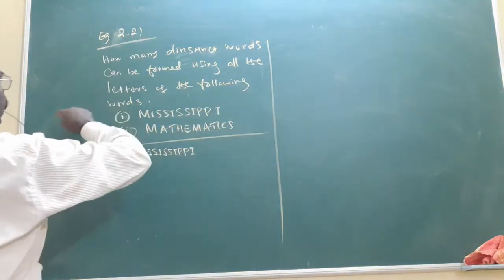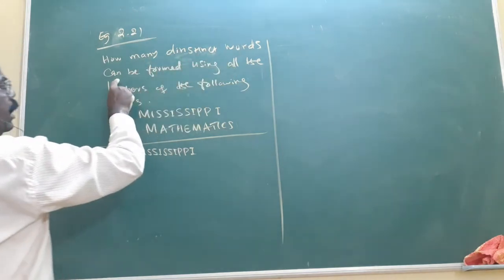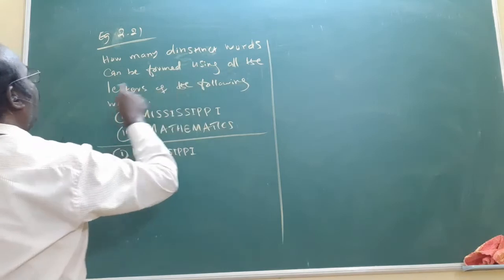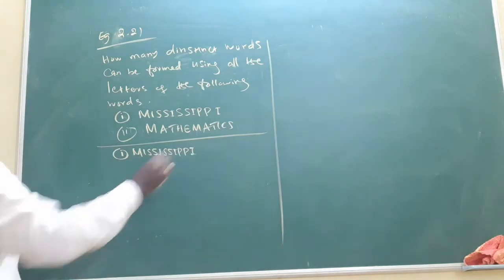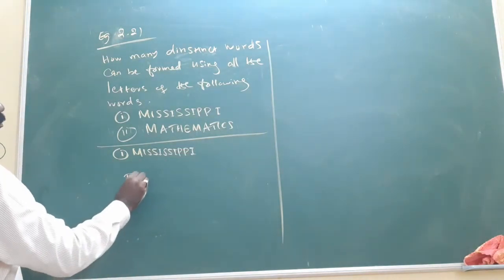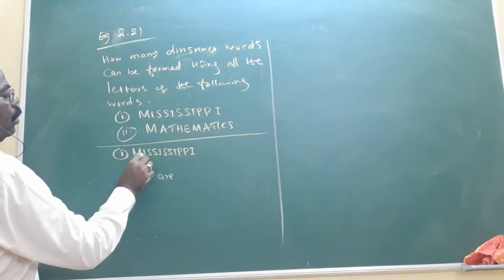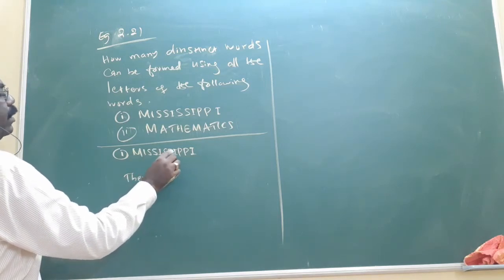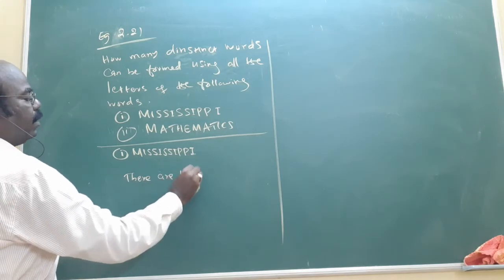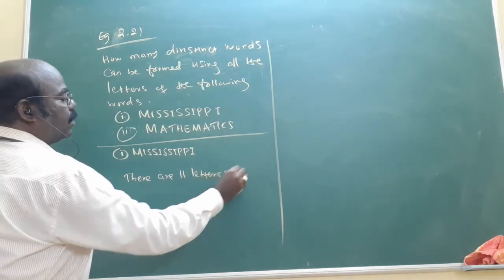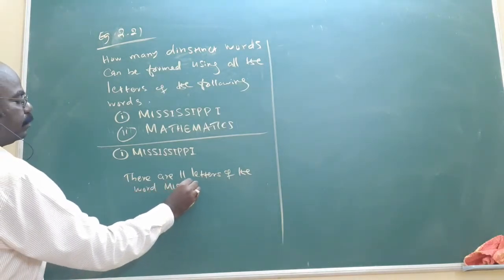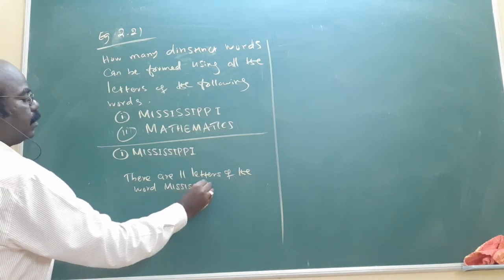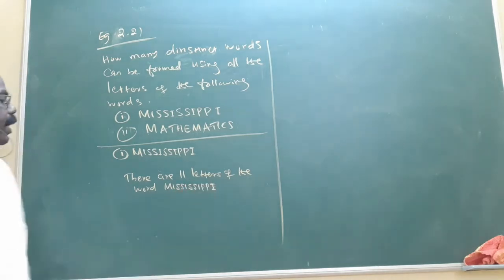Now example 2.21. How many distinct words can be formed using all the letters of the following words? The first one is Mississippi. First subdivision, Mississippi. There are 1, 2, 3, 4, 5, 6, 7, 8, 9, 10, 11 letters in the word Mississippi. Am I right? There are 11 letters in the word Mississippi.